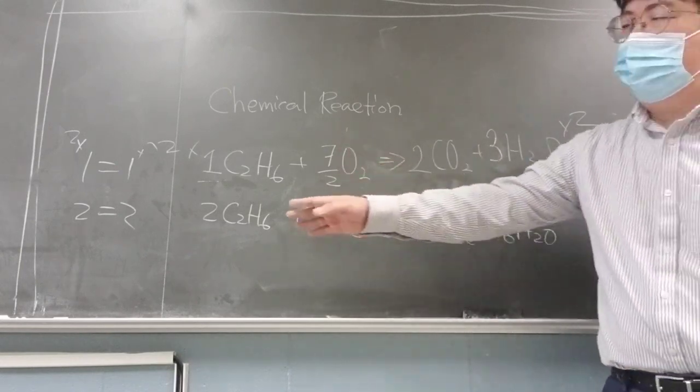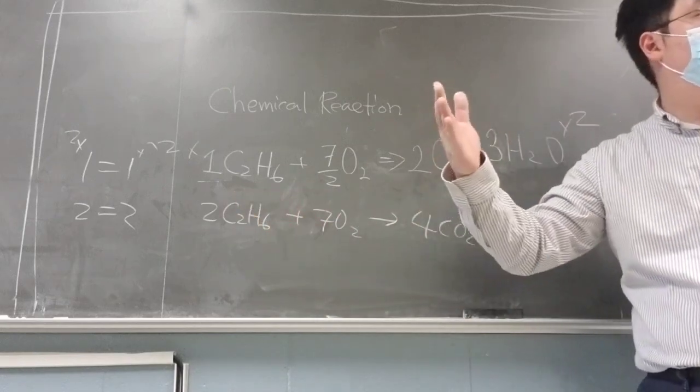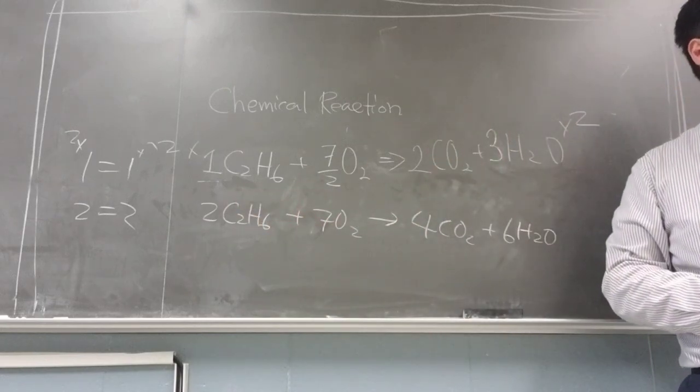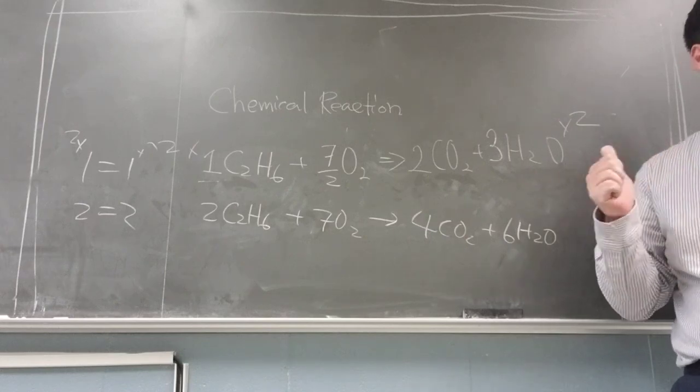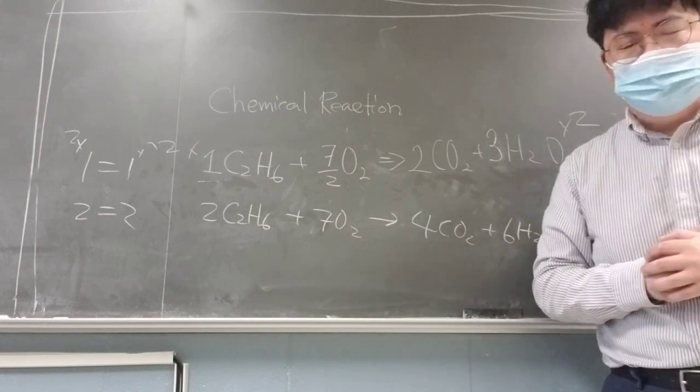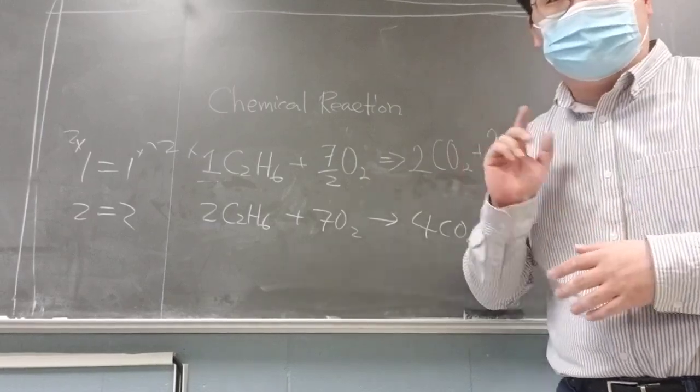If you don't want to do it, just multiply by 2, so you can have really nice whole numbers for each coefficient. This might be a little bit trickier than the previous 2, but let's do it. So I'll just stop here.